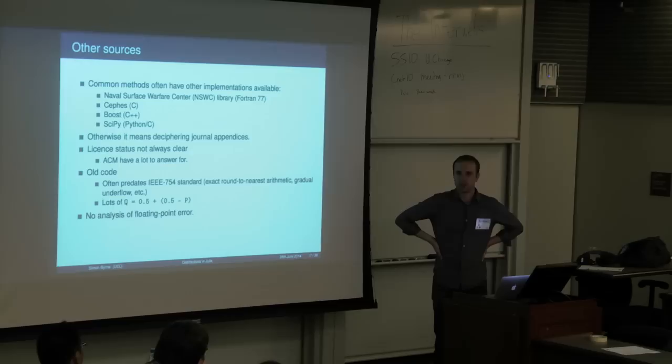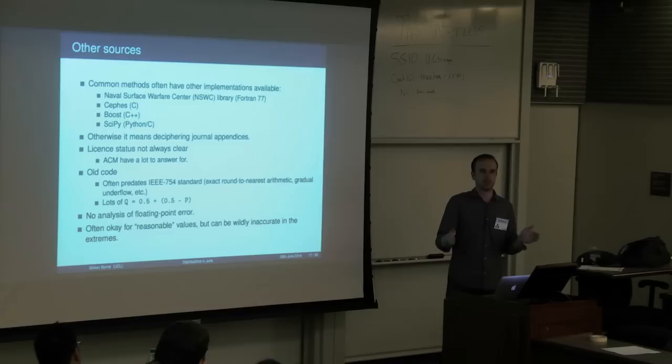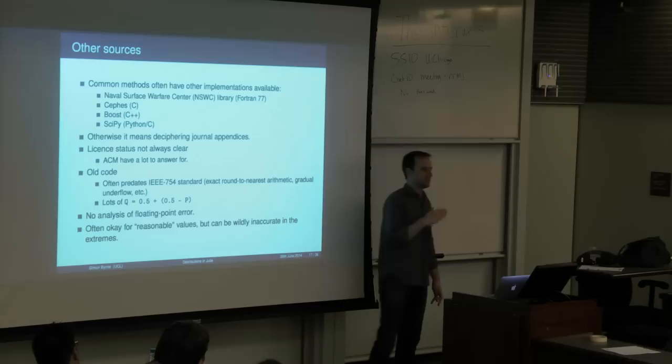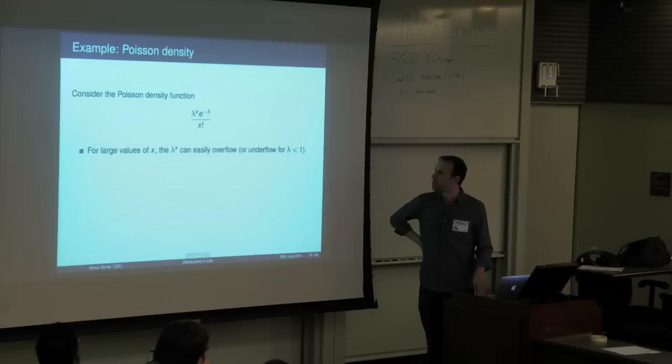And they very rarely include any concrete floating point error analysis, so you really don't know how accurate they can be. They are often okay for reasonable values, the values you would typically use, which is okay for an application. But when you're writing a library, there's always someone who's going to push it to the extreme, so you want to keep it operating well. And these things can be remarkably tricky.